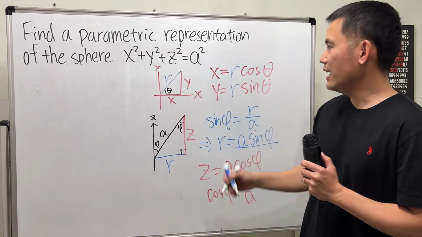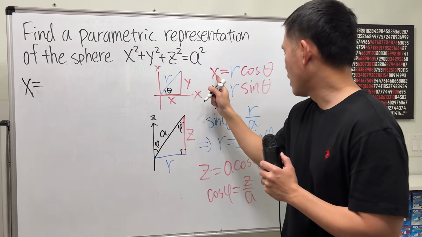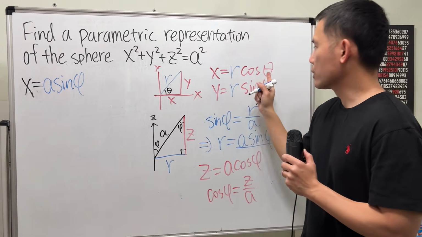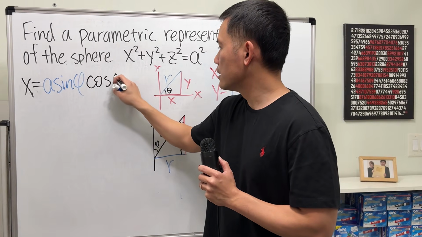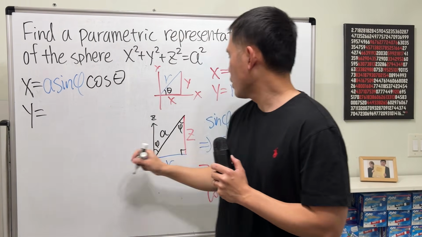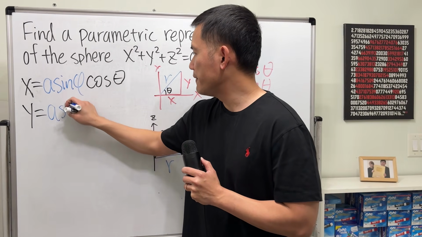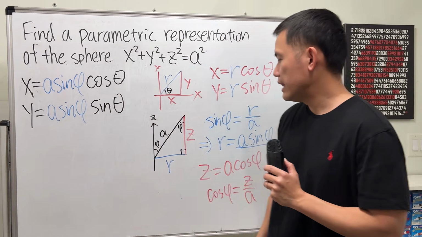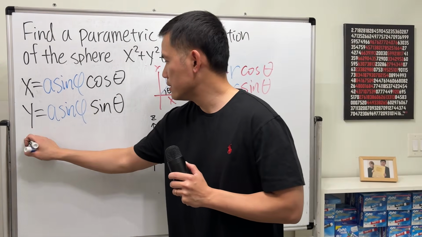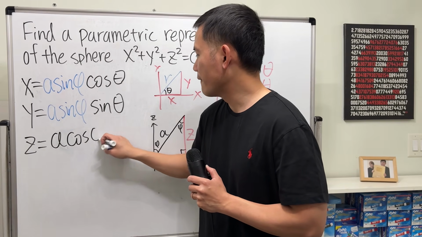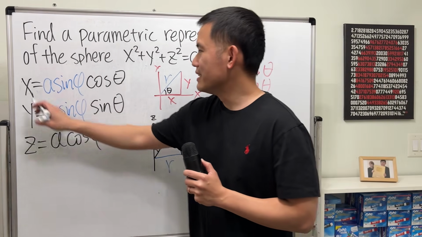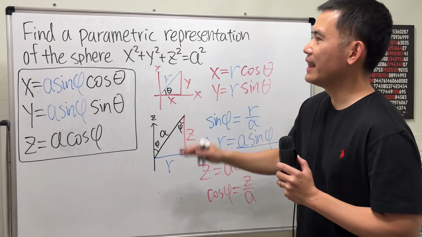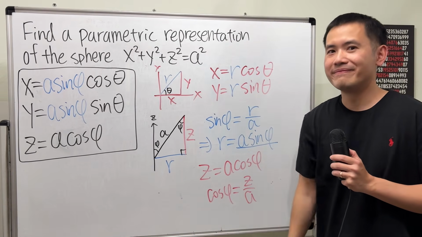Ladies and gentlemen, we have x, which is equal to r, which is a sine phi, and we will have to multiply by cosine theta. And then y, it's also r, so that's a sine phi, and then we multiply that by sine theta. And lastly, we have z, which is a times cosine phi. So that's it. This is how you get x, y, and z based on a, phi, and theta. And that is a parametric representation for this sphere here. That's it.